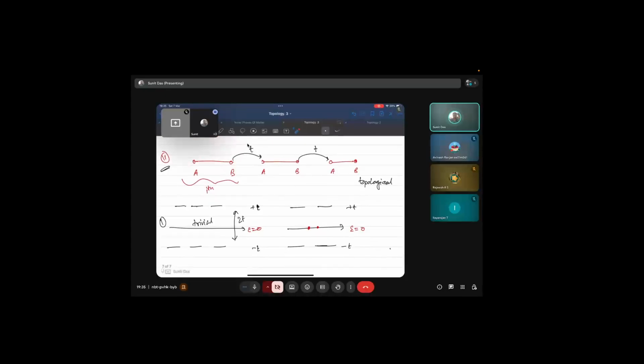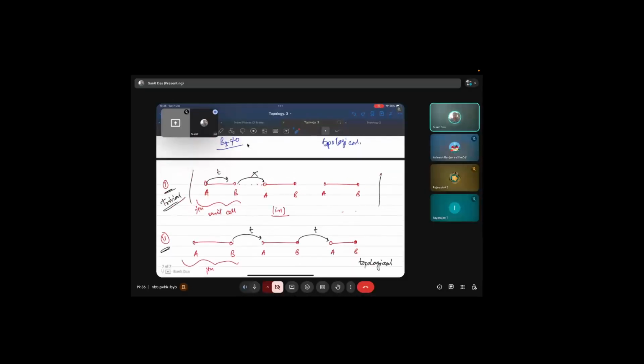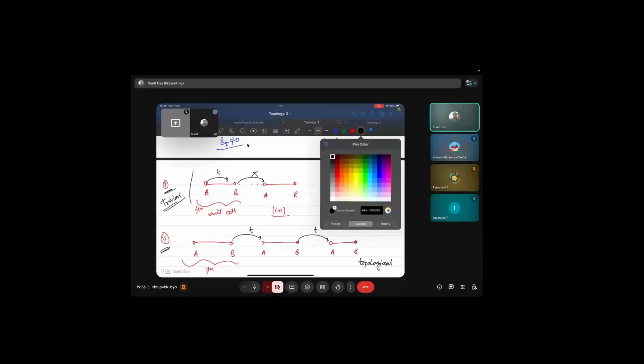I have done this for the topological case also, with three unit cells, but what really happens is that these particular things contribute to the energy levels. So earlier, how many T did we have? Let me draw it.